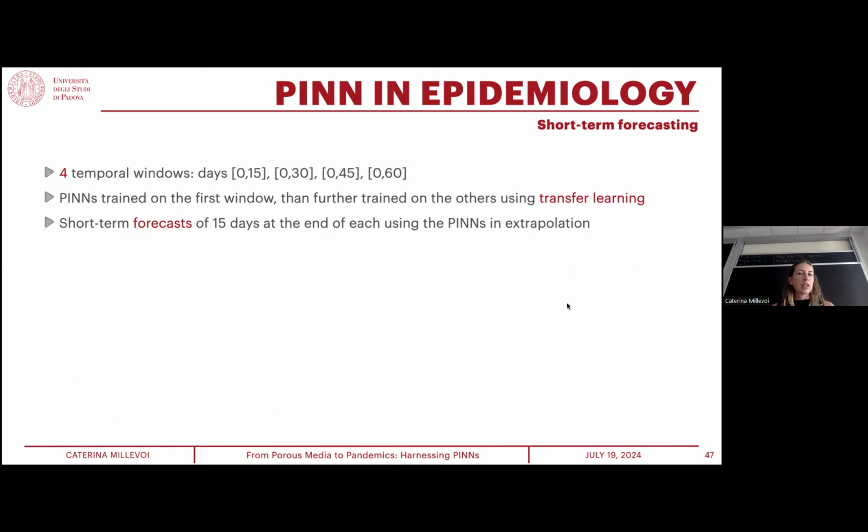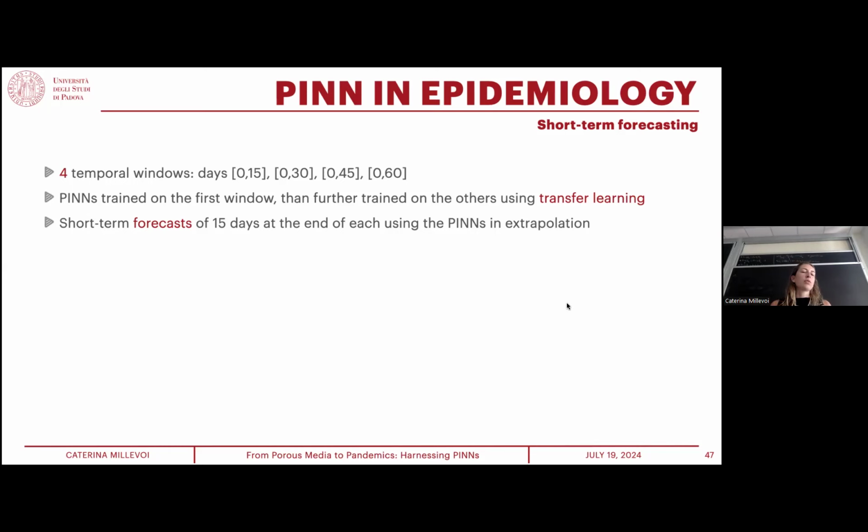The last application that we did in epidemiology was short-term forecasting. So actually, we had this data set corresponding to the first 3 months, and we wanted to see if our model was able to give us some hint about what was happening in the future. So we split this data set in 4 temporal windows of increasing size.